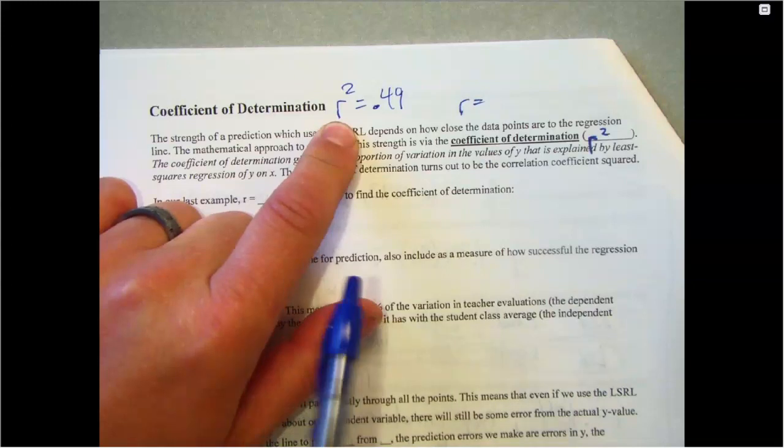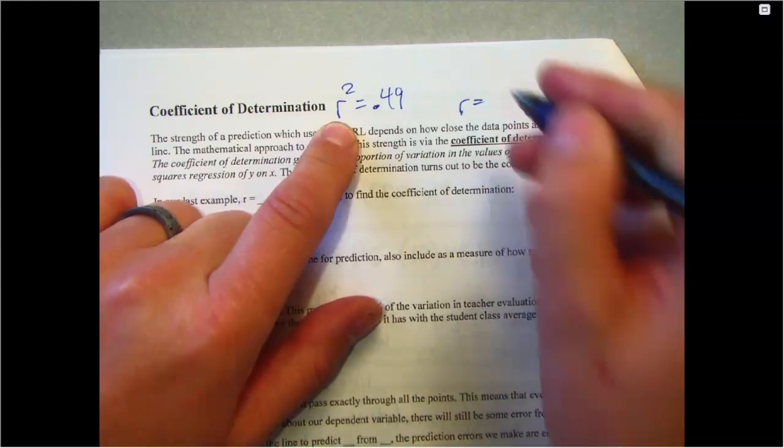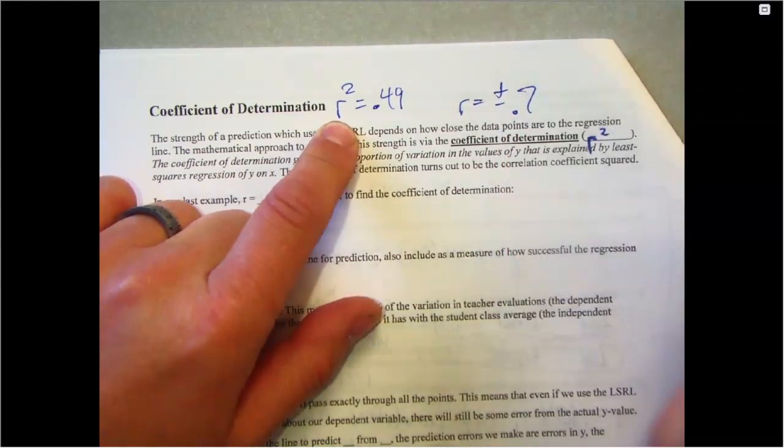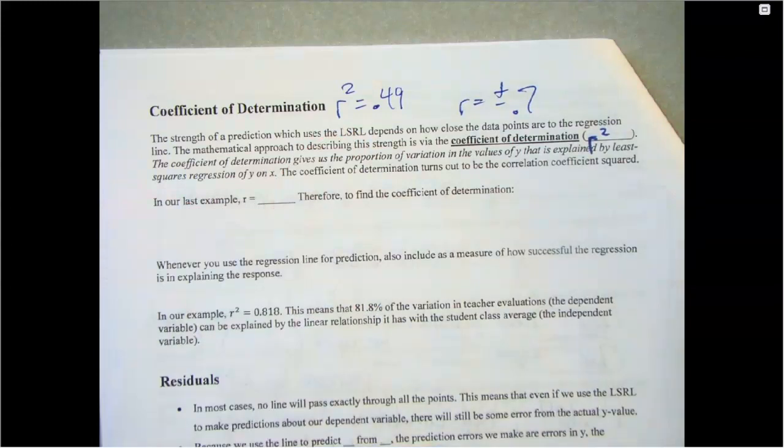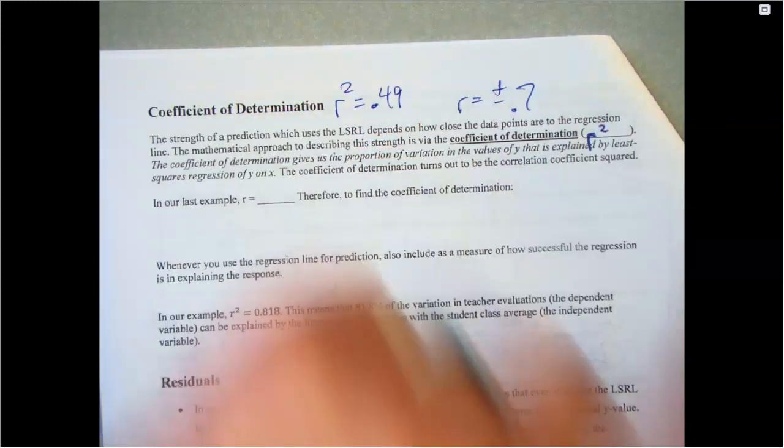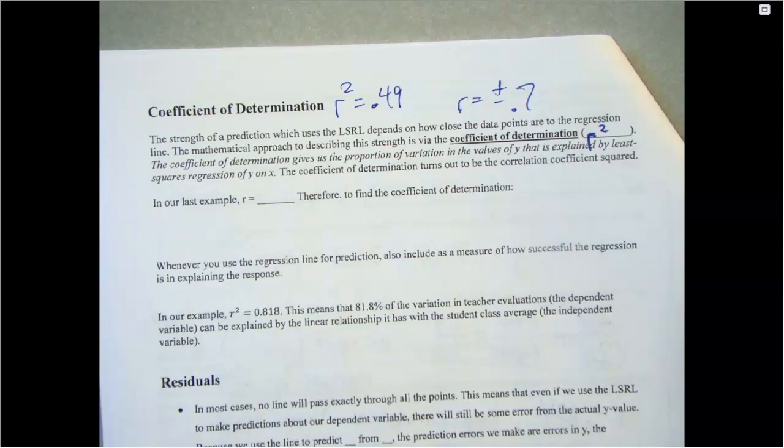So the square roots are 7 and negative 7. So R would be positive or negative 0.7. You would have to know, is the slope positive or negative? If the slope is positive, you would take the positive R. If the slope were negative, you would take the negative R. Very common question on the unit test, on the AP test.